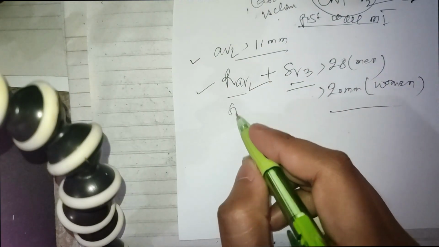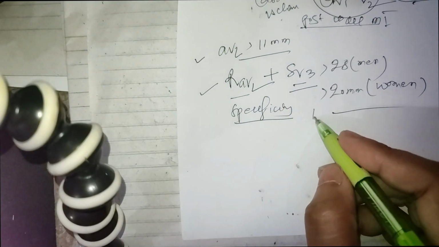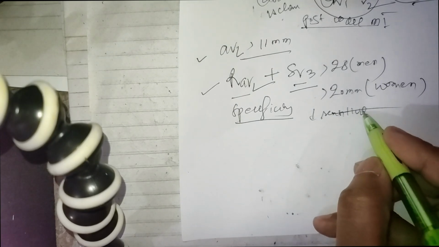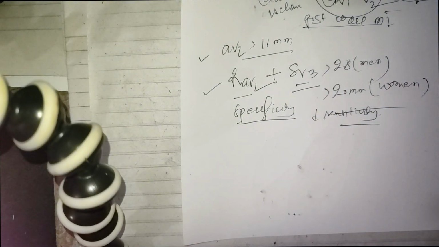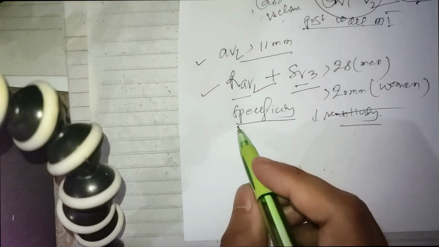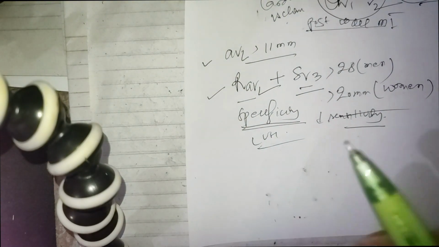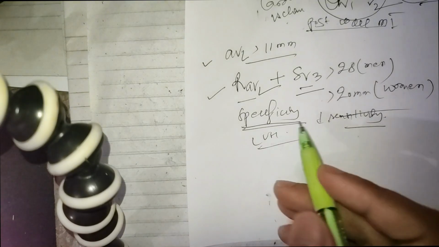These criteria have high specificity for diagnosis of LVH, but sensitivity is low. That's why you may miss LVH on ECG, and when you do echocardiography, you might find concentric LVH. We encountered many such cases when I was doing residency. In ECG, we did not used to see these criteria of LVH, but when we used to send our patients for echocardiography, they used to mention the patient has LVH. So this is about LVH.